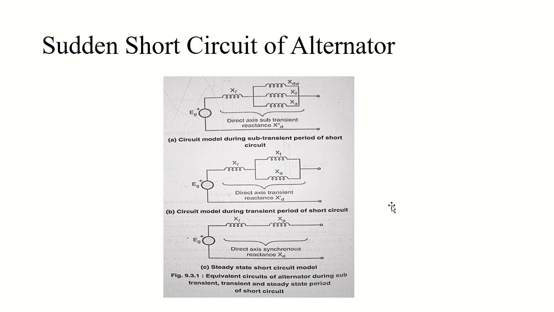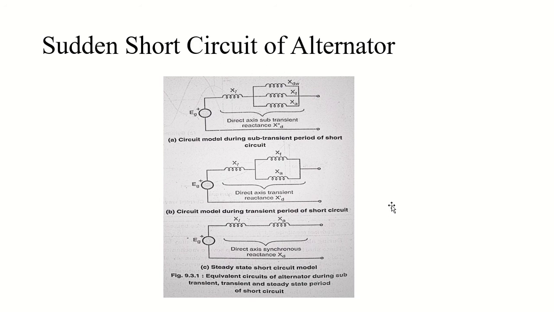The short circuit current decays in accordance with the winding time constants, and the time constant of the damper winding will be much less than the field winding. Now, damper winding has low leakage inductance and field winding has a high leakage inductance. Always remember that: damper winding, low leakage inductance; field winding, high leakage inductance.